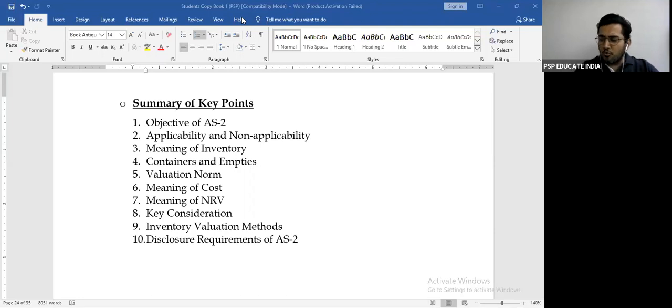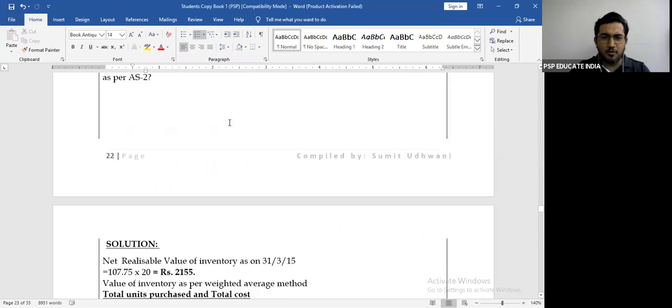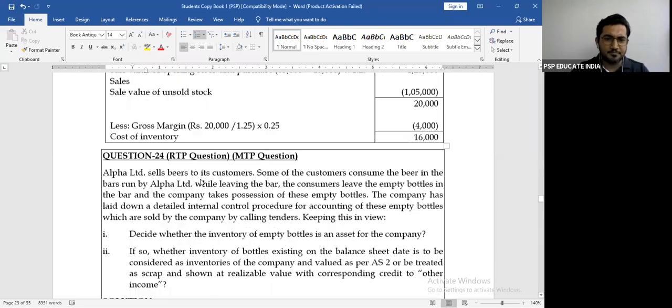Fine, before I go to the next accounting standard, I have one doubt. Let me first clarify that doubt. This doubt is, let me just find it. Okay, it says in question number 8, why did we add interest cost? Is it a qualifying asset? Okay, first let me look at question number 8.